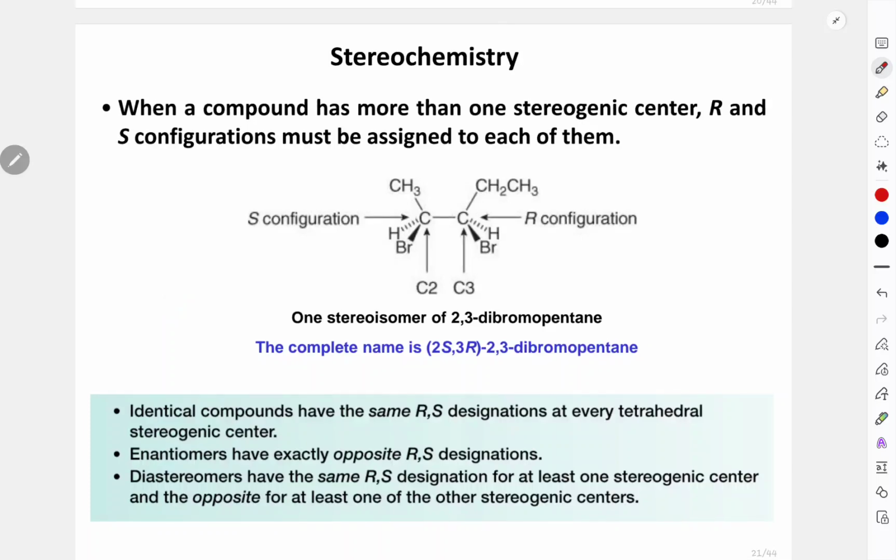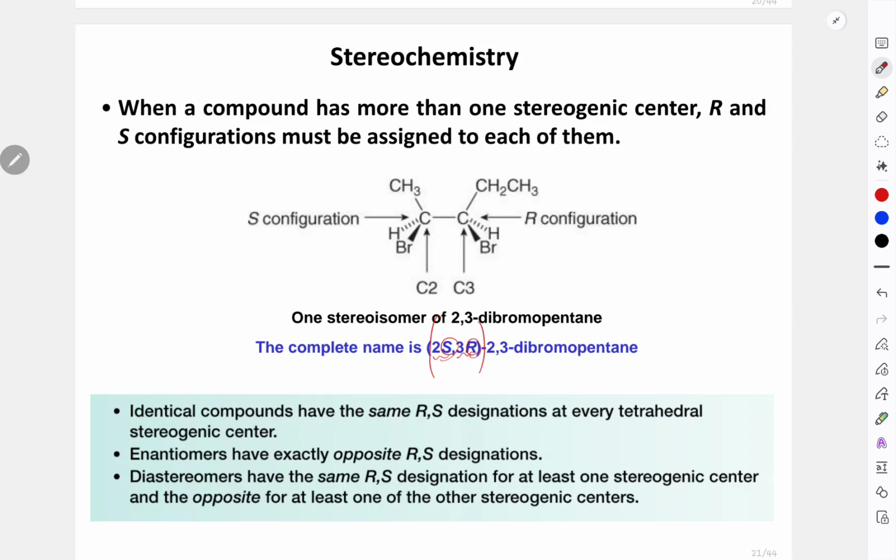And then you can make a full name, the complete name for this as well, with the parenthesis, and assign the absolute configuration. 2 position S, 3 position R. That's why you have to specify inside the parenthesis 2S comma 3R, and you can connect with the hyphen and the original name, 2,3 dibromo pentane. So with this specification, you can designate the one stereoisomer.